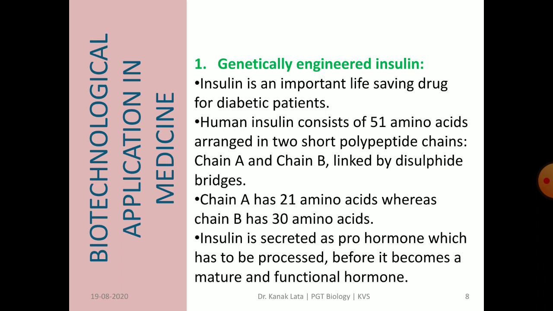Human insulin consists of 51 amino acids arranged in two short polypeptide chains, that is chain A and chain B, and both chain A and B are linked by disulfide bridges. In this, chain A consists of 21 amino acids and chain B consists of 30 amino acids. Mammalian insulin is synthesized as a prohormone that undergoes processing to become fully mature and functional insulin molecule.